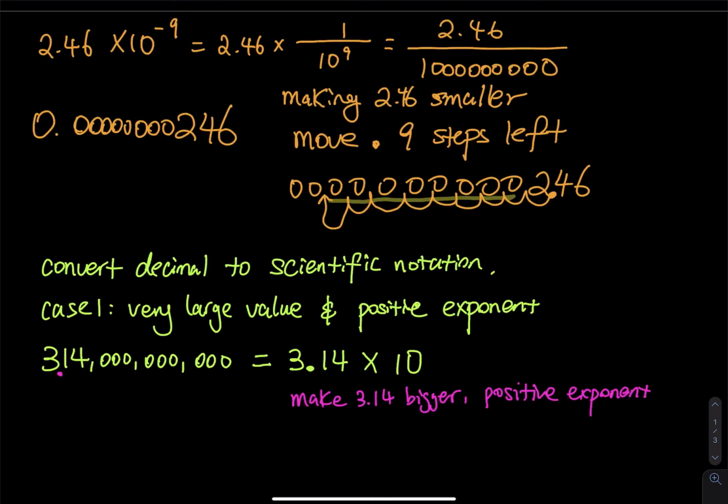All right, starting at 3.14. So let's do the move. 1, 2, 3, 4, 5, 6, 7, 8, 9, 10, 11. So we make 11 steps to the right. So this is positive 11. So that means starting at 3.14 and then move the decimal point 11 steps to the right. That's why we need to use a positive exponent, because once you multiply 3.14 by that large value, you are making 3.14 bigger. All right, so let's do the next one.